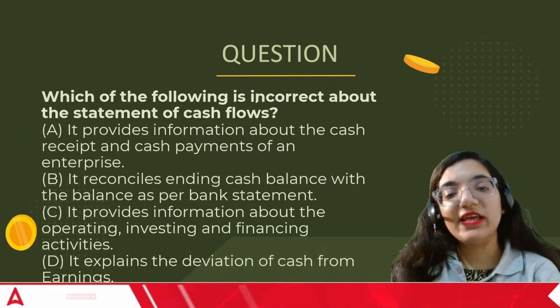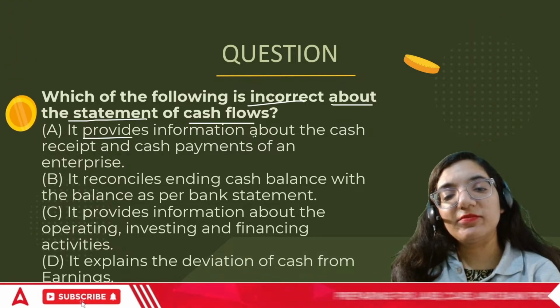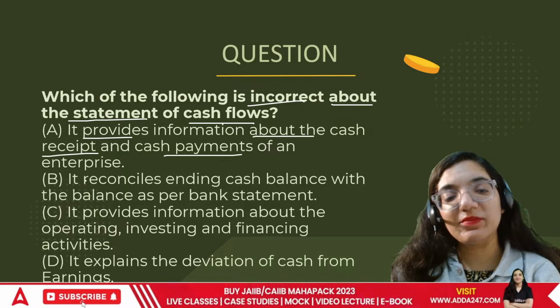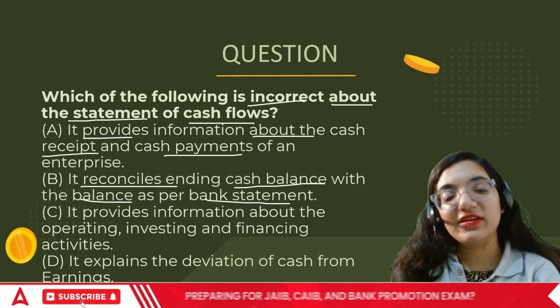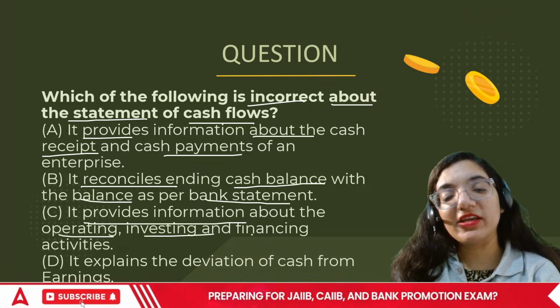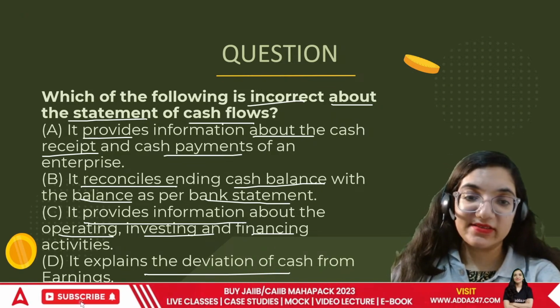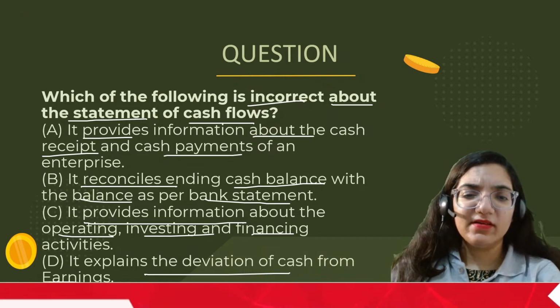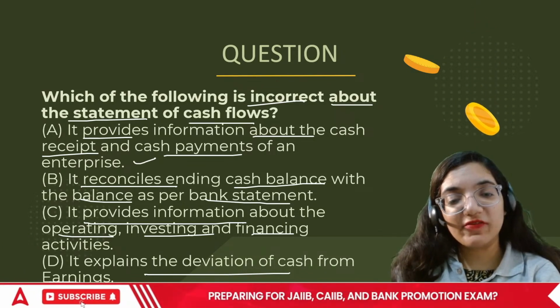Which of the following is incorrect about the statement of cash flows? It provides information about the cash receipt and cash payment. It reconciles ending cash balance as per the bank statement. It provides information about operating, investing, and financing. It explains the deviation from the earnings. What does it mean? It provides the information of cash and bank.